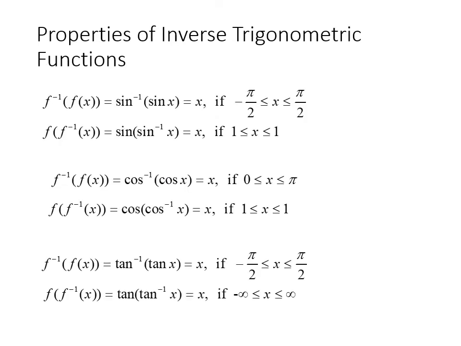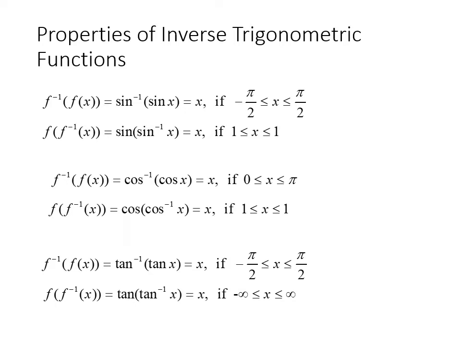Alright, the last thing that we're going to talk about in this section is the properties of inverse trigonometric functions. So remember, if you take the composition of 2 inverse functions, they tend to cancel each other out. So that's true with our inverse trig functions as well. If I take the inverse sine of the sine of x, then those trig functions, inverse sine and sine, will cancel out, assuming that x is within that range, negative pi over 2 to pi over 2.